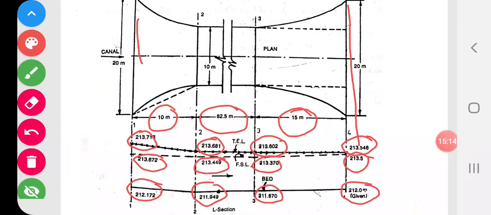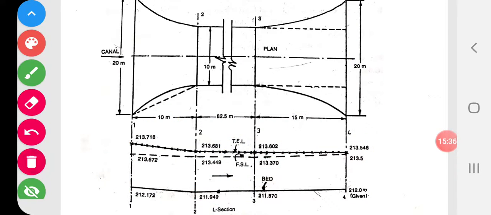So all these things are to be designed specifically. If you calculate all these things, that is the major work which you have done. Okay, you understood? So very first we have to determine the 82.5 meter, that is the length of the flume, or you can say 82.5 meters is the width of the drainage.